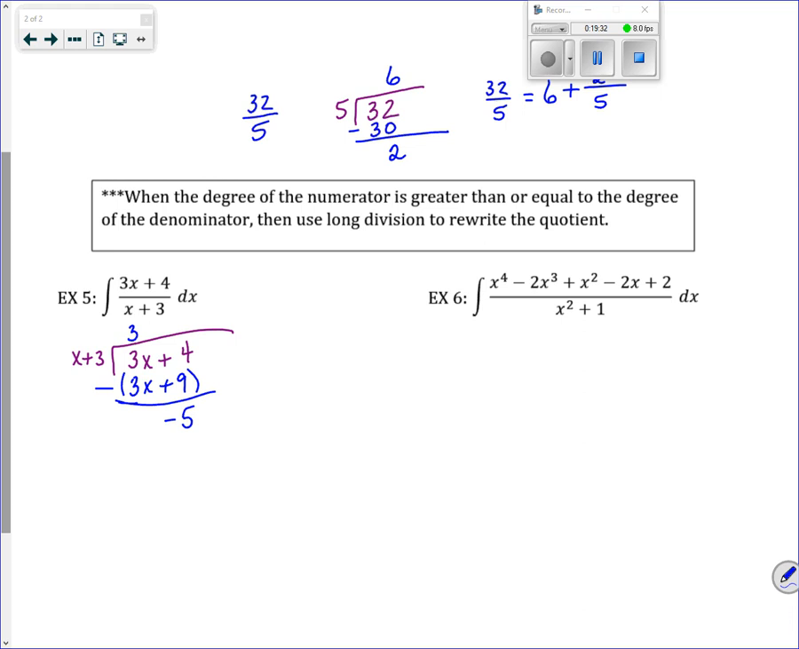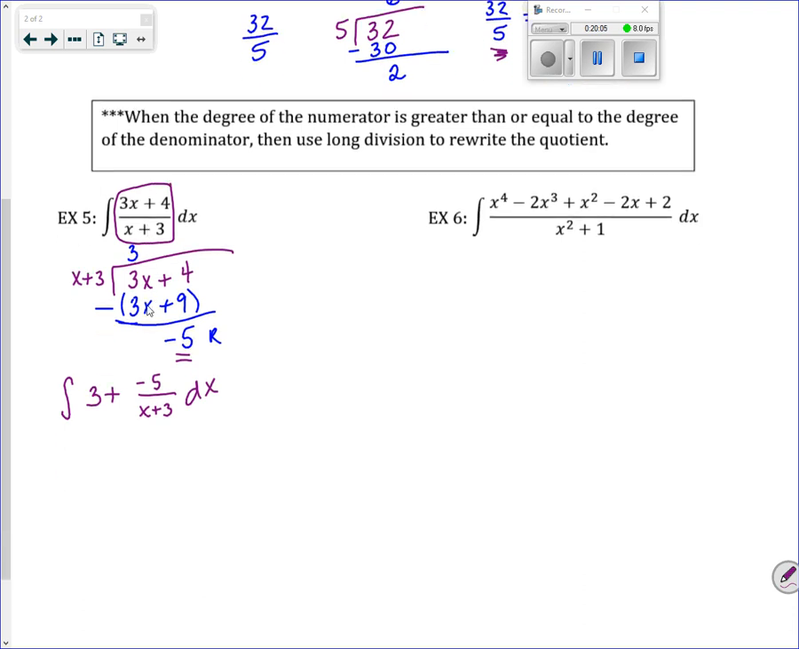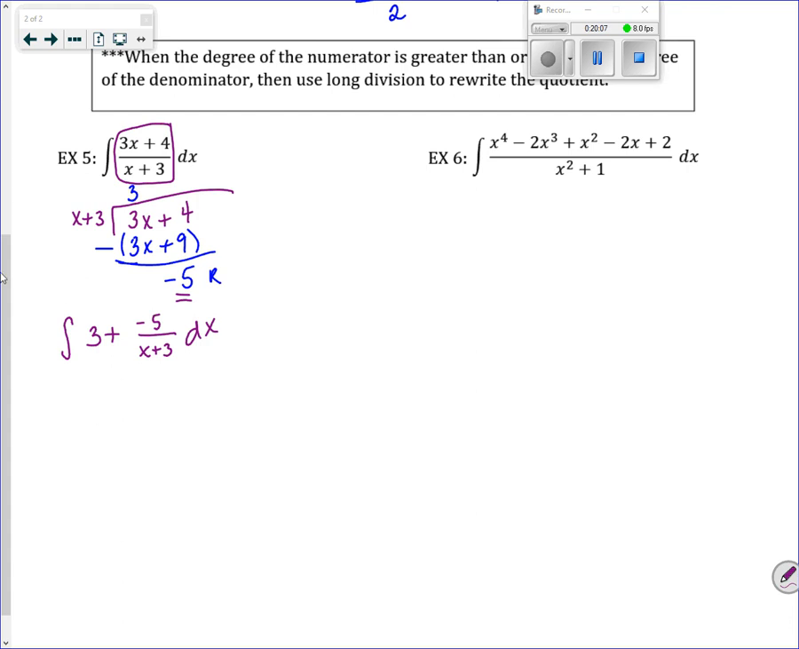Okay. This is the remainder, is it not? This is the remainder. So what I'm saying is, just like I rewrote 32 over 5 as 6 plus 2/5, I'm going to rewrite this thing and say, really what that question is asking me is to integrate 3 plus, I know I could write minus, but remainder over divisor, dx. That's what the long division does. It helps me rewrite the question into something that I could integrate.